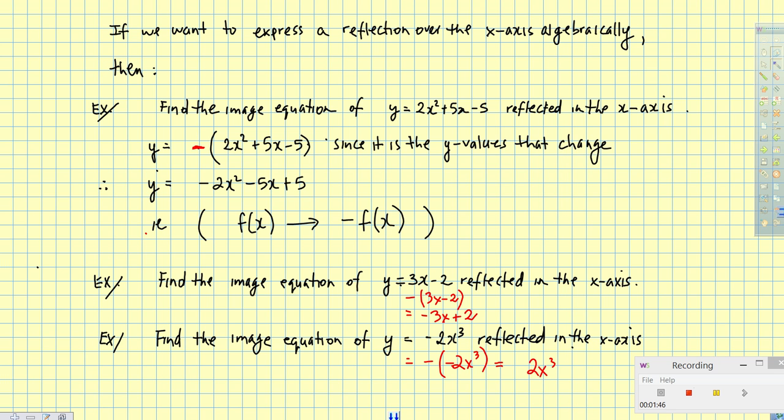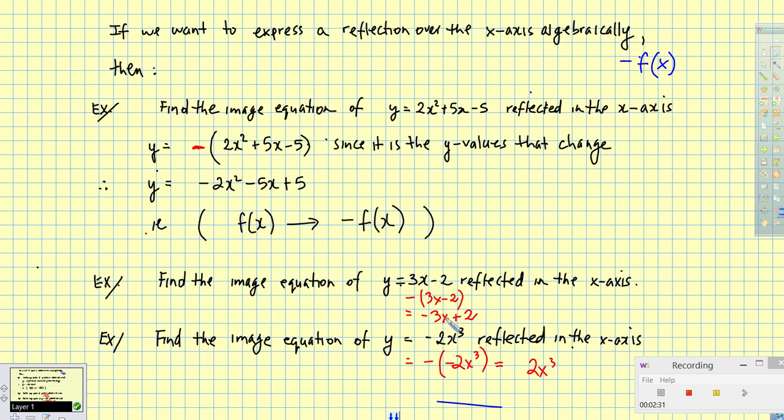Okay, so if we look at the example that is here for us, find the image equation of y equals 2x squared plus 5x minus 5 when it's reflected in the x-axis. Because I am looking at changing f of x to negative f of x, that means that the y is being isolated for, and therefore I'm going to put a negative in front of the entire equation, and everything inside the parentheses is going to change to its opposite sign. So we took y equals 2x squared plus 5x minus 5, and we've placed a negative in the front because only the y values are changing. And so this will go to y equals negative 2x squared minus 5x plus 5.